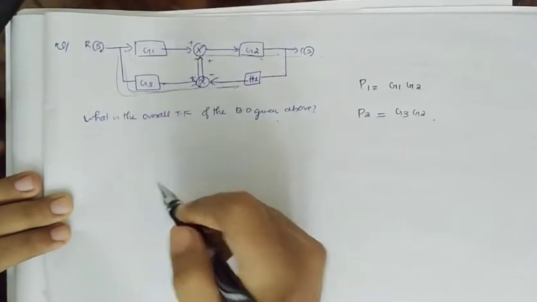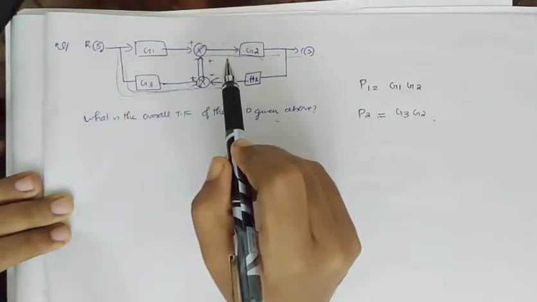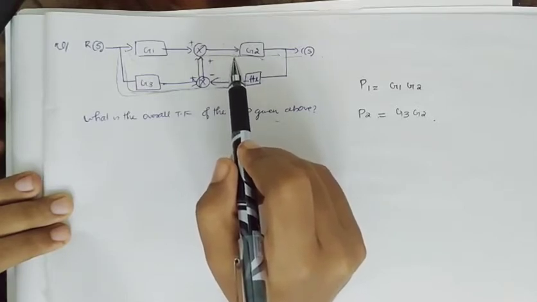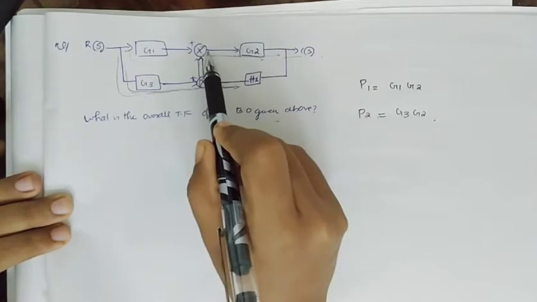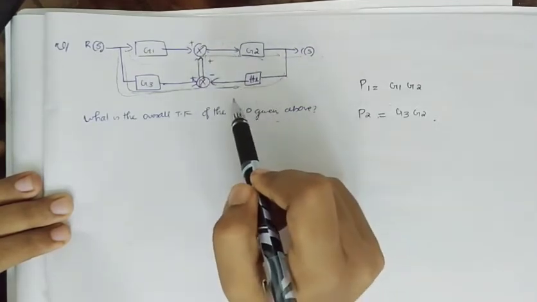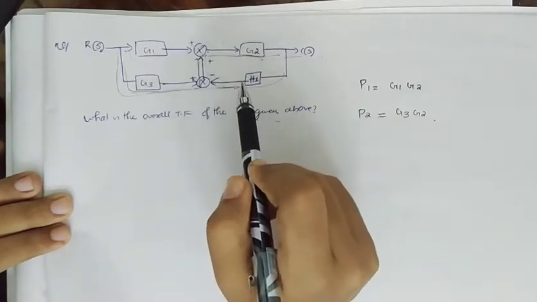Now we will see how many loops there are. A loop means it should start from one point and end at that point only. That path is known as a loop. We'll start from here, G2 H1. That is one loop. Is there any other loop? No, there is no other loop that starts from one point and ends at that point.